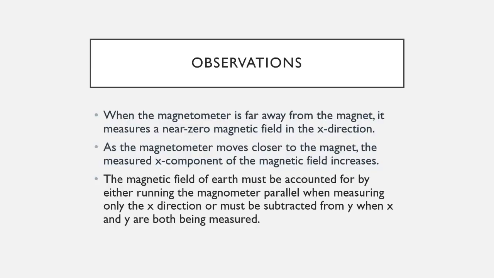Some observations that were made during the data collection: when the magnetometer is far away from the magnet, it measures a near zero magnetic field in the x direction, and as the magnetometer moves closer to the magnet, the measured x component of the magnetic field increases. And like I previously mentioned, the magnetic field of Earth must be accounted for by running the magnetometer parallel when measuring, and then subtracting the measured magnetic field strength from the recorded magnetic field strength to get only the magnetic field from our rare earth magnet.